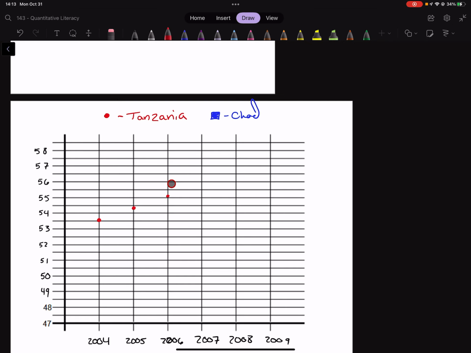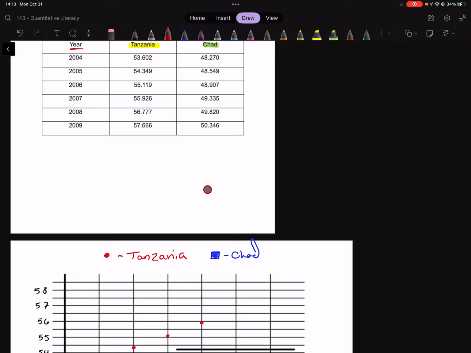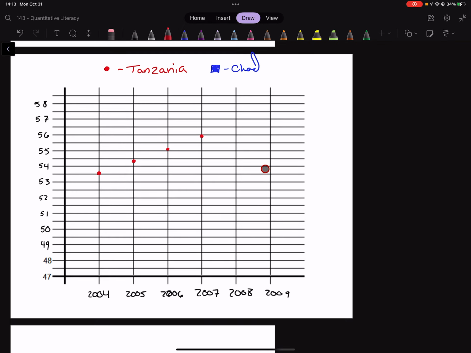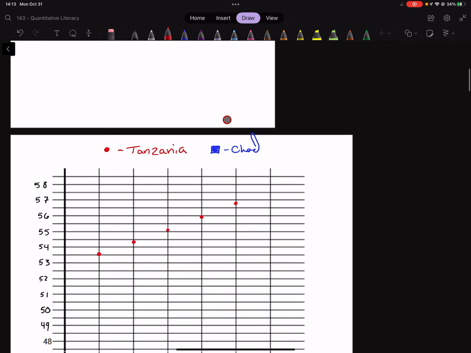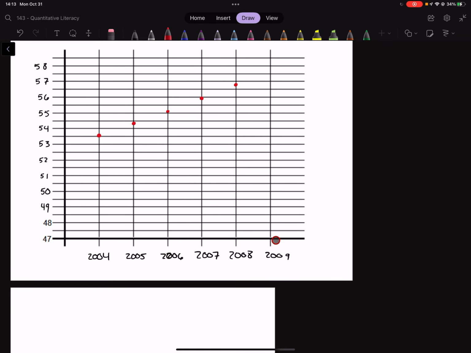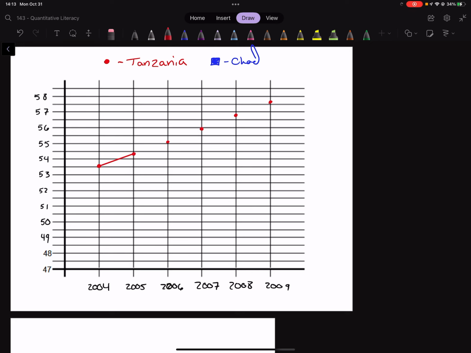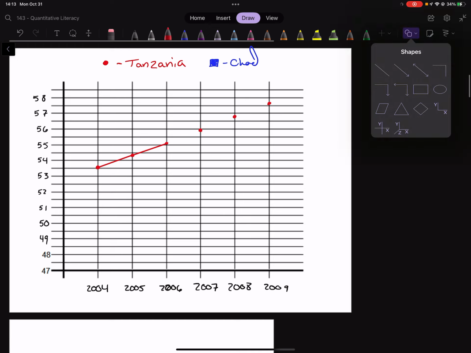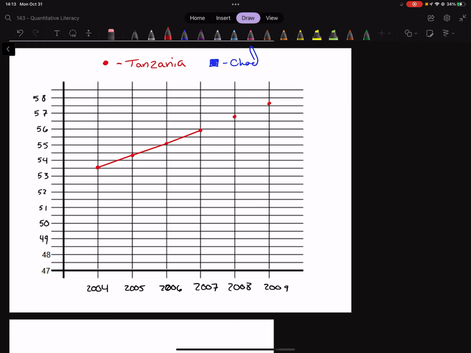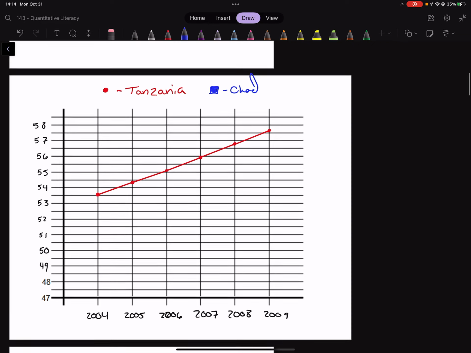Then 55.926, so that's 2007, so we're getting really close to 56. Then we had 56.777. So 56, and then 0.777 is right in there. And then finally in 2009, they were at 57.6. So 57.6 is right in here. Alright, and this is a line graph, so we can just connect each of the circles together with line segments. And what you're noticing is each year is a steady increase in the life expectancy in Tanzania.